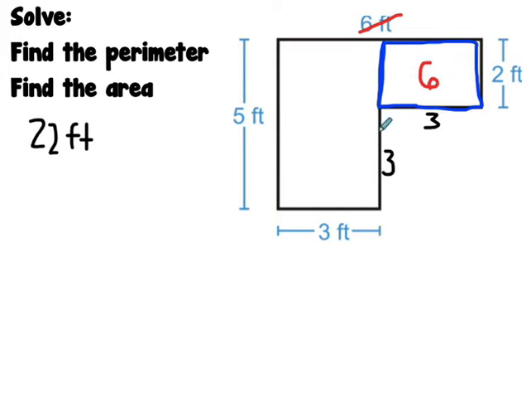To find the area of my other rectangle, I find my two connecting sides, and in this case it can either be 3 times 3 or 3 times 5. Now this 3 only goes to here, so I know I can't use this 3, so now I'll use my 3 times 5 is 15. When I add these together, I find that my area is 21 feet squared.